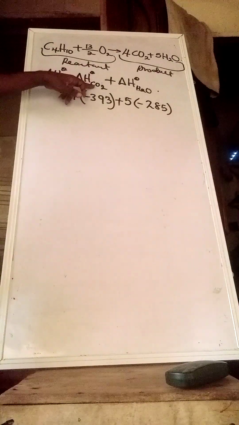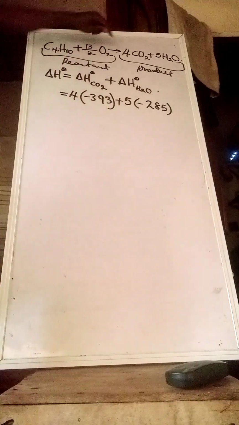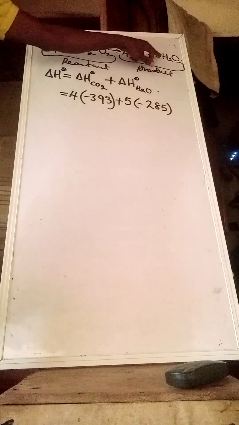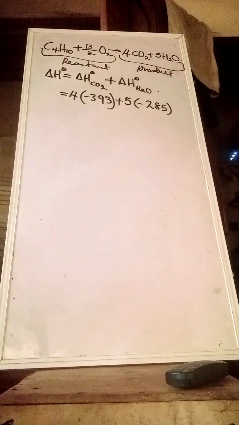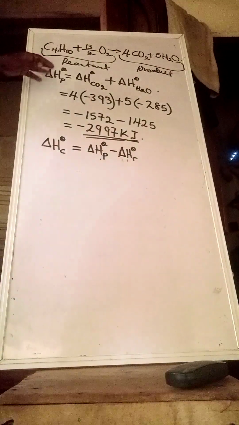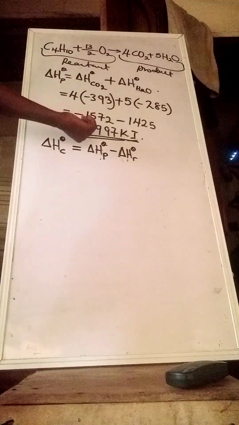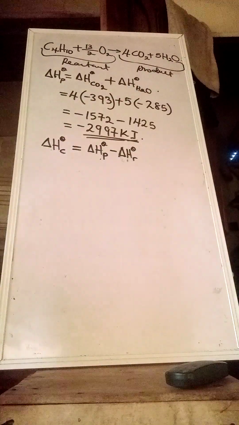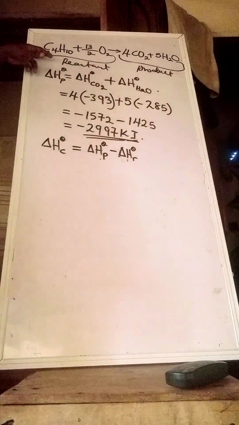For 1 mole of carbon dioxide it is -393. This negative means it's exothermic. And since we have 4 moles of it, we multiply by 4. For 1 mole of gaseous water it is -285 kilojoules. But because we have 5 moles of it, we multiply by 5. So let's sum everything together and see what we get. The total enthalpy change for the product side, which is this, is -2,907 kilojoules. Now, the whole reaction is called the combustion reaction of butane.